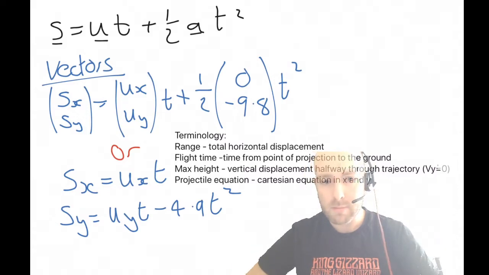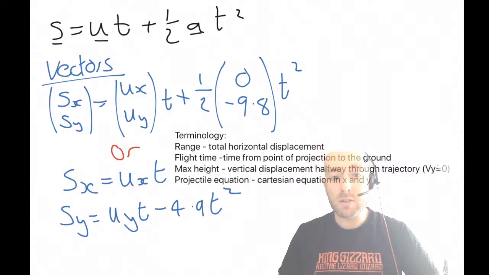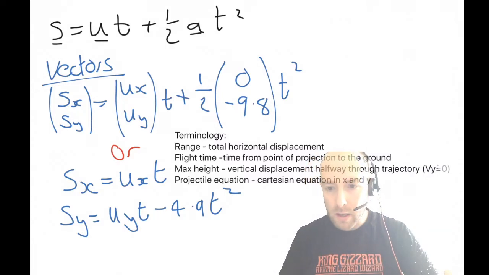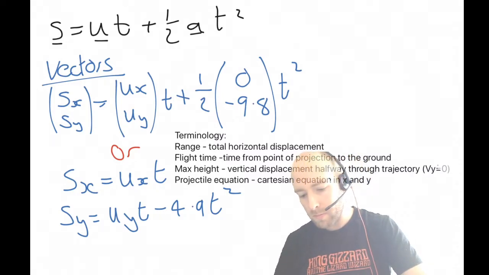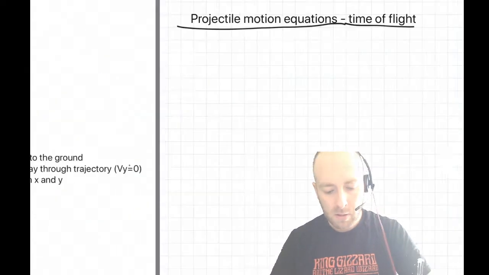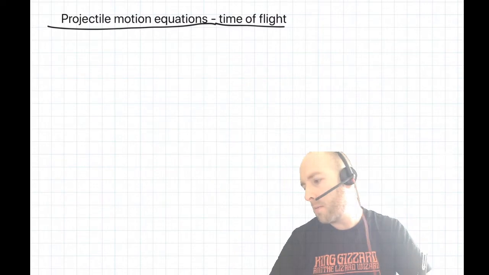Cool. Vx will never equal 0, so that was a bad mistake. Okay, cool. Let's move on. So next up we've got the projectile motion equations. So we're going to look at time of flight first.